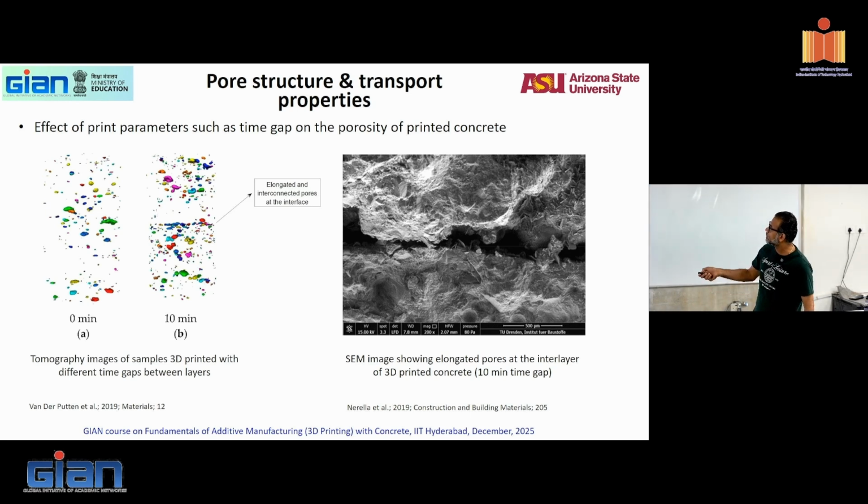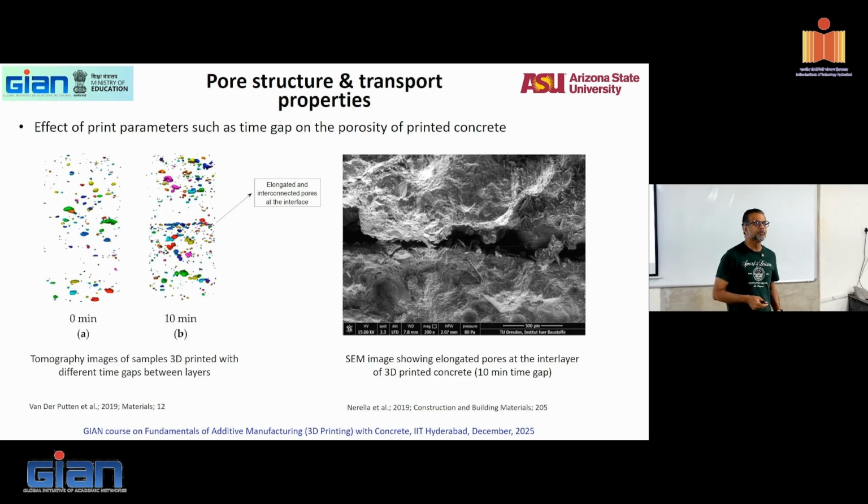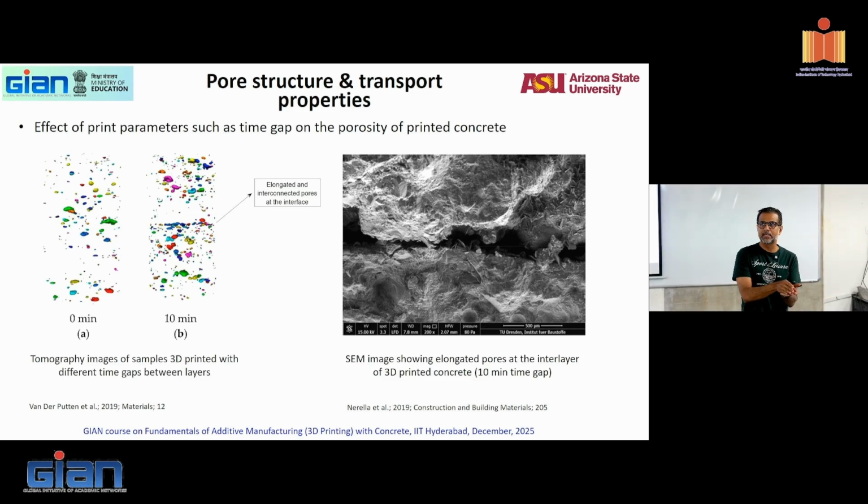If you put wet on wet, you really don't distinguish these layers. But if you have a cold joint, you can really see that. And along those layers, you have higher porosity. So higher porosity, the interface when you have a time gap, all of that. In those cases, you need to make sure that you have a way to improve your interlayer bond strength and improve the density of that interface, not to have enough porosity.